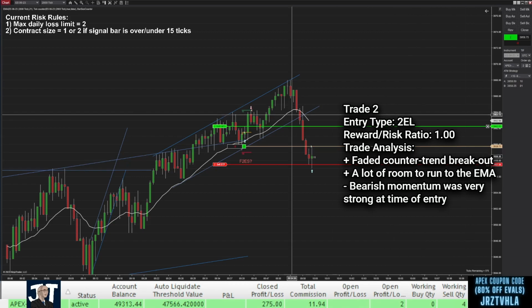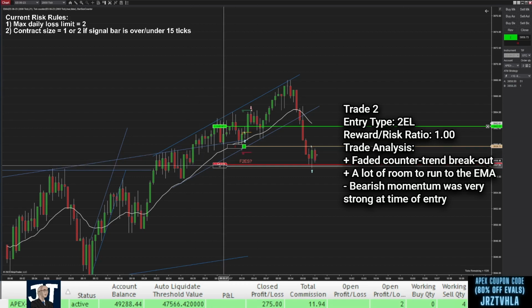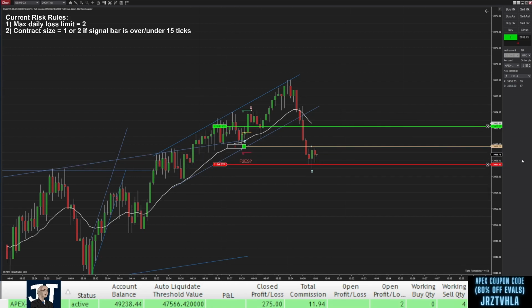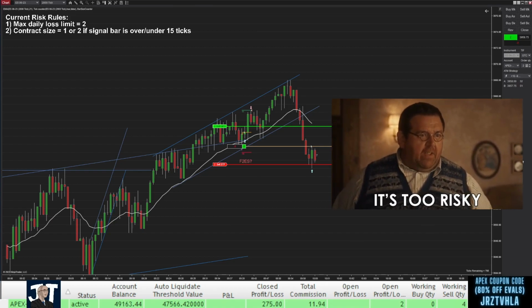After expanding the bullish channel, I see that once again price had another counter trend breakout and I tried to fade it again, this time with a second entry long setup. I knew this was a bit risky given how strong those bearish bars looked before I entered, and I quickly get stopped out here for a loss.